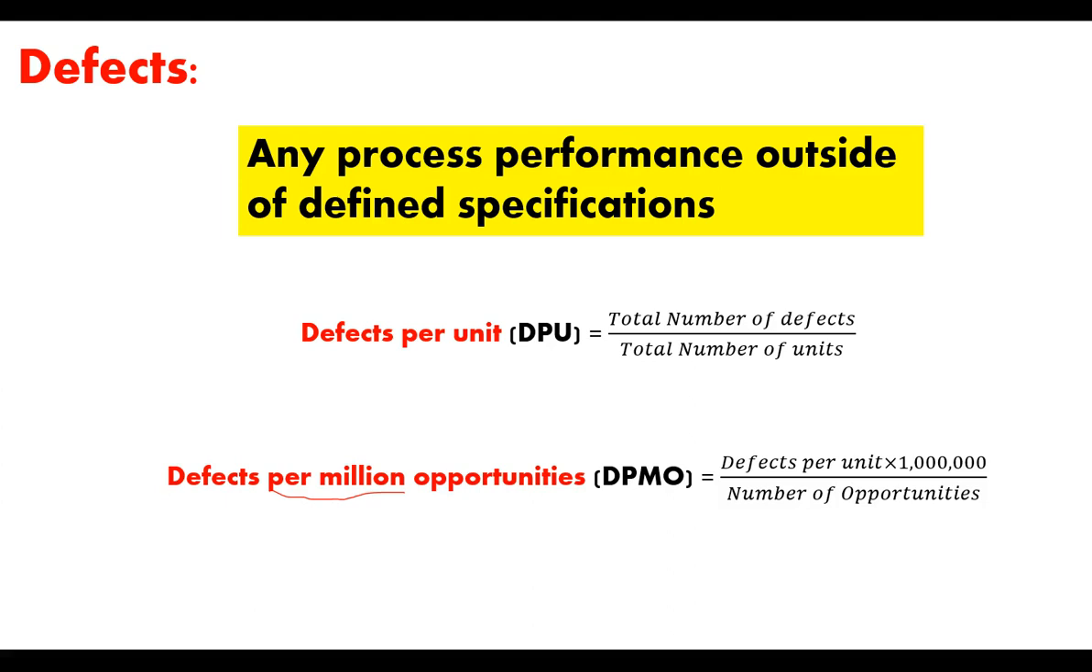Now, the way we calculate that is we take the DPU, defects per unit, multiply it by a million, and divide it by the number of opportunities. An opportunity would be an opportunity in the process of manufacturing it to recreate that defect. In this case, there would probably be a weigh station at the Cullen Blow factory where there is an opportunity to make this particular defect, to actually put the wrong amount of cereal into the box.